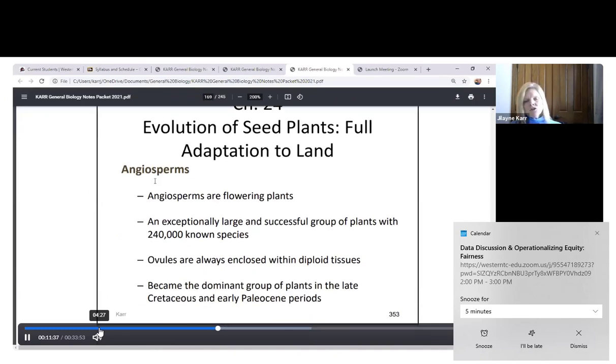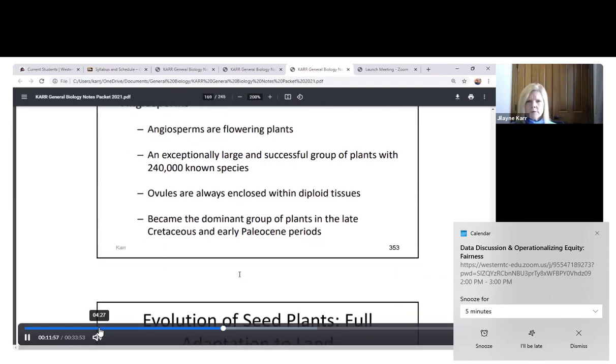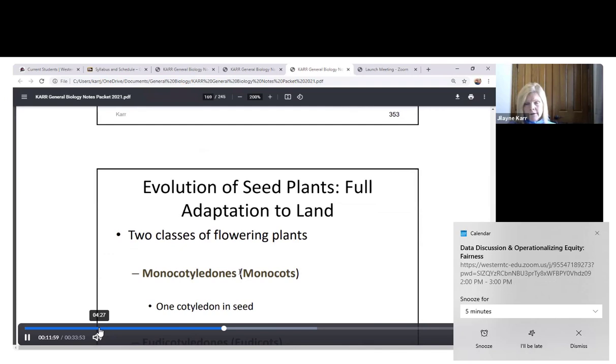So when we look at angiosperms, that's another group. Those are the flowering plants. Those seeds are enclosed by a fruit. So any kind of leafy tree you see out in your yard that loses its leaves and gets new leaves in the spring, those are the flowering plants. Those are the angiosperms. We'll talk about those. Those are the most complex.